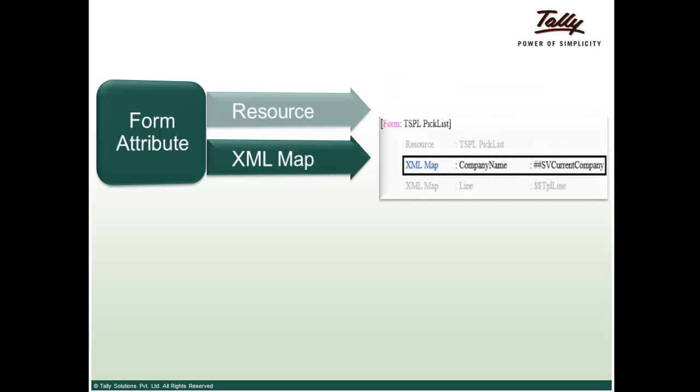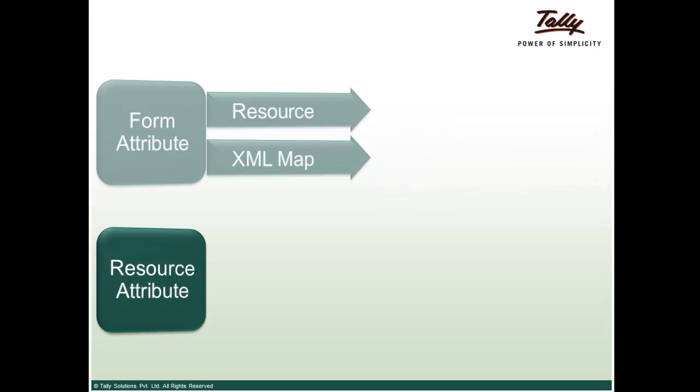Second is the form attribute XML map. XML map is a form level list type attribute which provides appropriate value for the tokens specified in the source document file. We will see it in detail in the following sections.